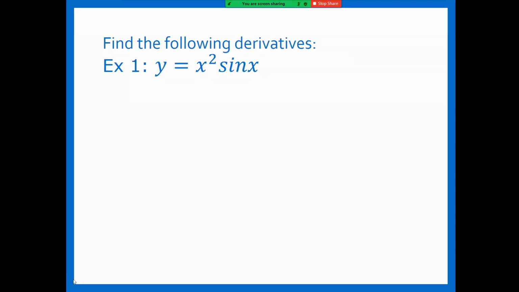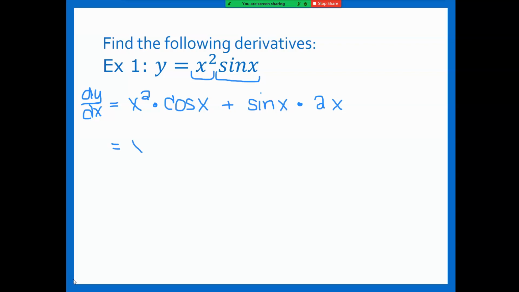Find the following derivatives. You have y equal x squared sine x. So I need to use the trig rules and what other rule? Product. So this is like two functions being multiplied together. This is f of x, this is g of x. So your derivative, dy dx, is equal to the first, which is x squared, times derivative of the second, and we said derivative of sine x is always cosine x, so it's first times derivative of second plus the second, which is sine x, times derivative of the first, derivative of x squared is 2x. So cleaning it up, it's x squared cosine x plus 2x sine x.